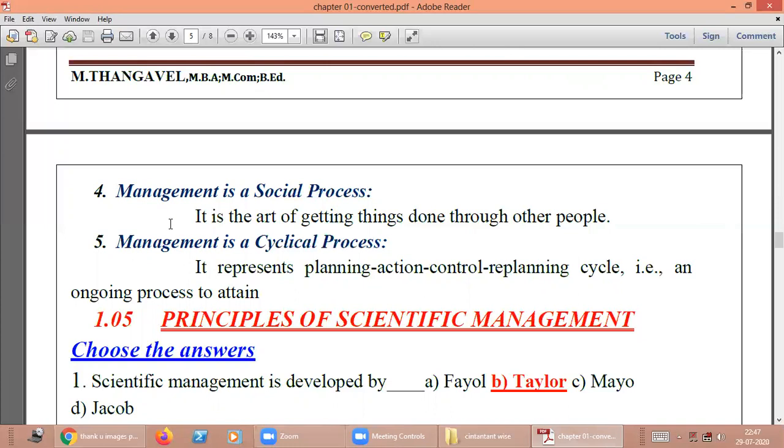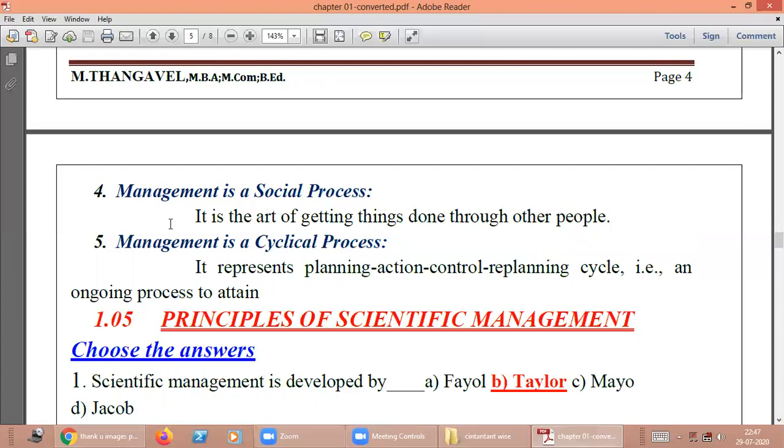Next, management is a cyclic process. It is a never-ending cyclic process. We have to plan, act, replan, and repeat. So the process keeps on going. These are the two things in the management process in concept number 1.04.